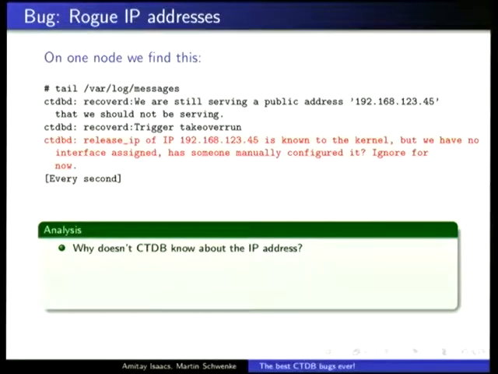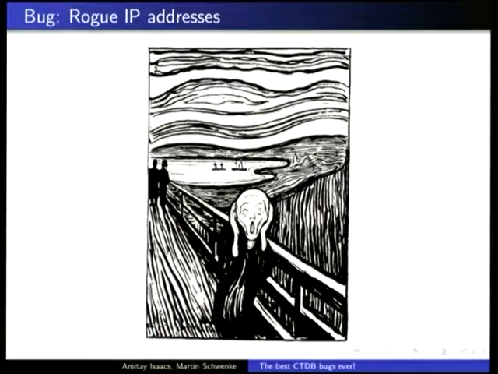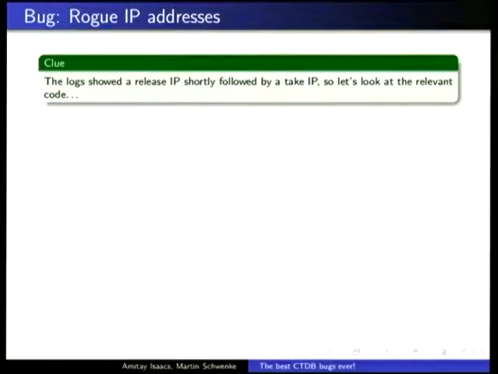So first question is, why doesn't CTDB know about the address? Is it misconfiguration? That's what we first thought. We thought one of the admin utilities might be botching this. The answer is no. If CTDB recognises the problem, why doesn't it fix it? Okay, so we were sitting there staring at this, and Ronnie Sahlberg was still working with us, and he was sitting behind us, and I'm going through the log. We're going up and down through the logs, and suddenly he goes, "Stop, go back." And he noticed that there was a release IP, which takes an IP off an interface, shortly followed by a take IP.